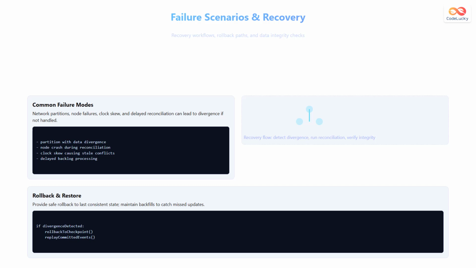Understanding common failures prepares you to handle them. Network partitions can cause nodes to diverge when they can't communicate. Node crashes might interrupt reconciliation mid-process. Clock skew, where system clocks are out of sync, can cause conflicts based on incorrect timestamps. Delayed reconciliation backlogs mean updates pile up waiting to be processed. When divergence is detected, the system should roll back to the last consistent state, then replay committed events to recover. Maintaining backfills, historical records of all updates, helps catch anything missed during failures. Having clear recovery workflows and tested rollback procedures is critical for reliability.